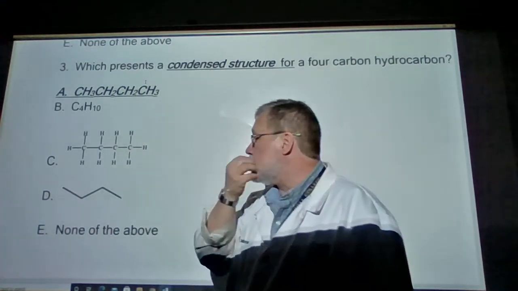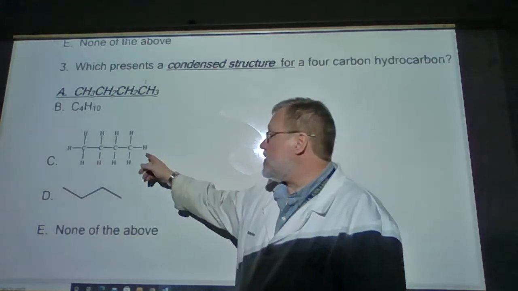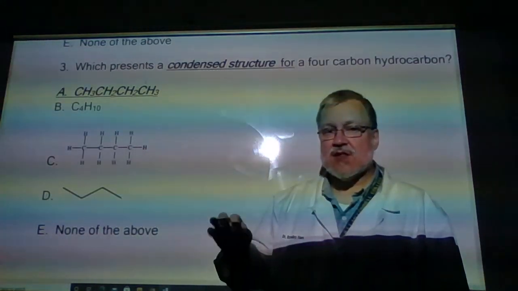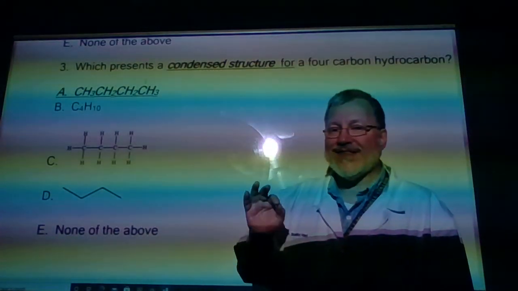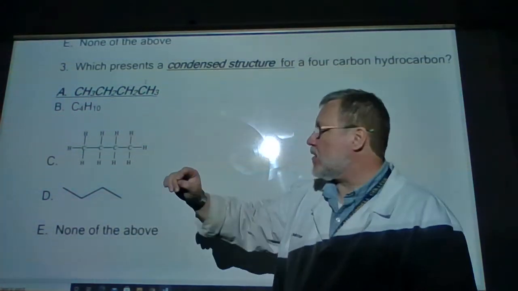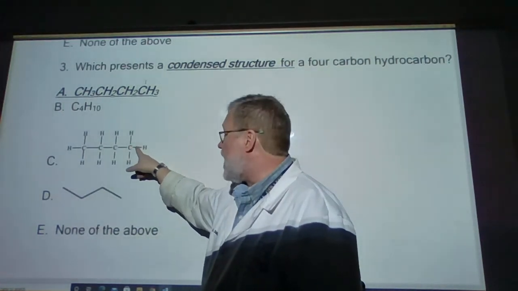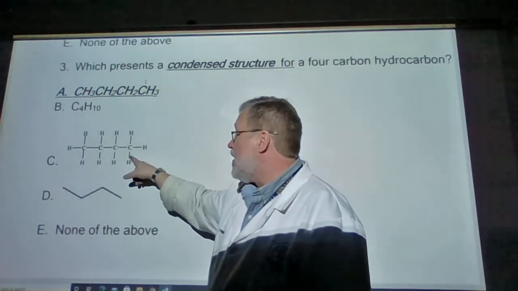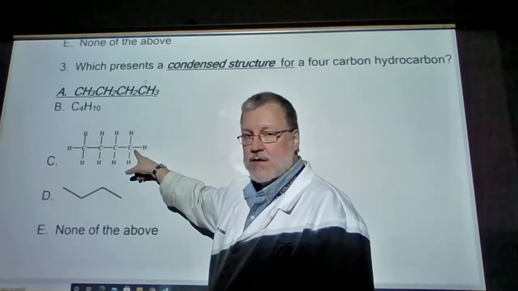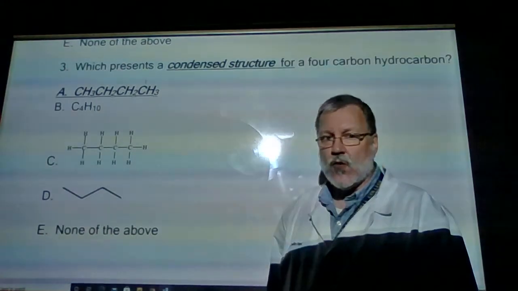1, 2, 3, 4. This would be an expanded structure because every element is explicitly shown. All the bonds that are to each element are explicitly drawn in for you. So we know that this carbon is bonded to this hydrogen, that hydrogen, that hydrogen, and that carbon. So this is an expanded formula. This is a skeletal formula.